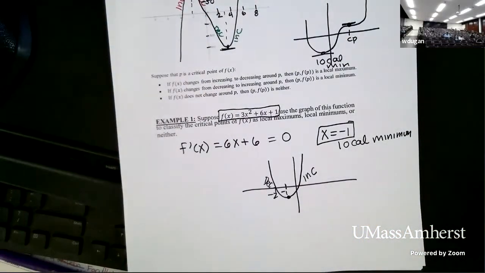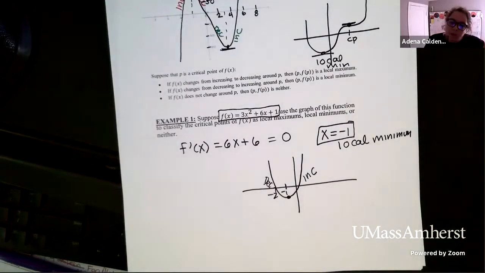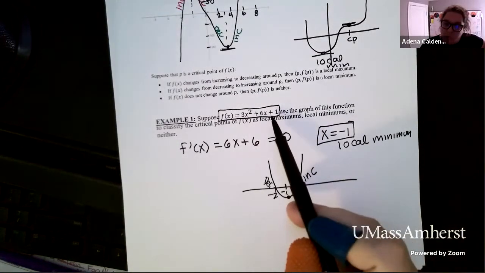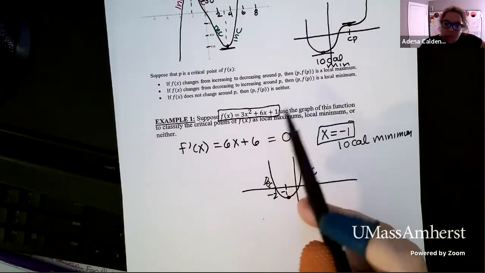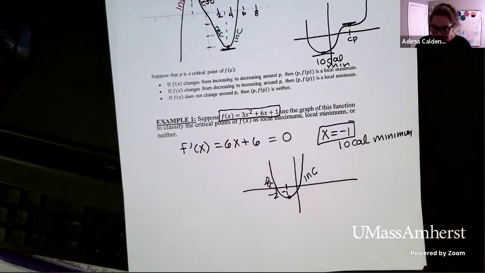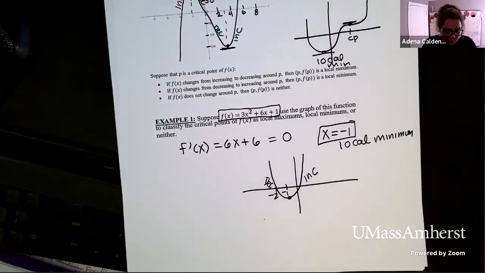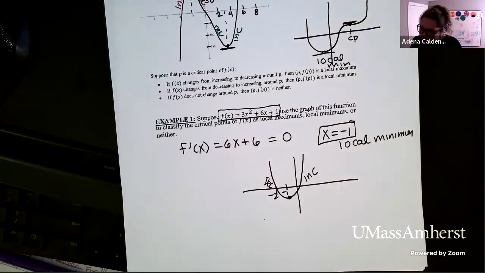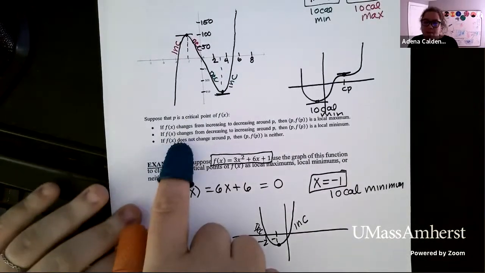Okay, so using the graph is definitely helpful, but what you need to remember is that you need to graph the original function, but you have to use the critical point, which we found from the first derivative. Okay, so here we have a local minimum. How else might we use this set of rules?